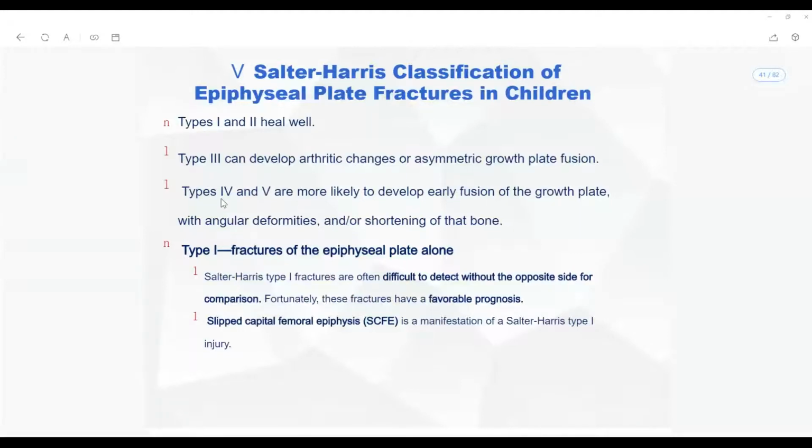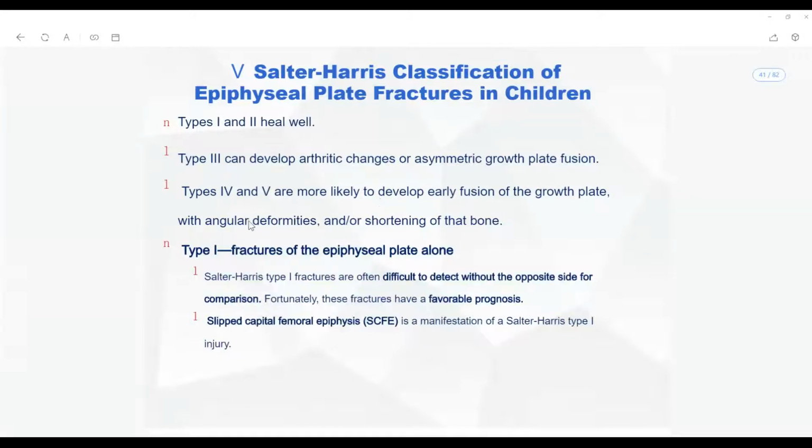Type 4 and type 5 are more likely to develop early fusion of the growth plate, and they are more likely to cause angular deformities. This is seen along with a shortening of that bone, because in type 4 and type 5 there will be a little bit of compression in type 5, and in type 4 the three parts, the epiphysis, the metaphysis, and the growth plate, are separated. So there will be shortening of the length of the bone along with angular deformities.